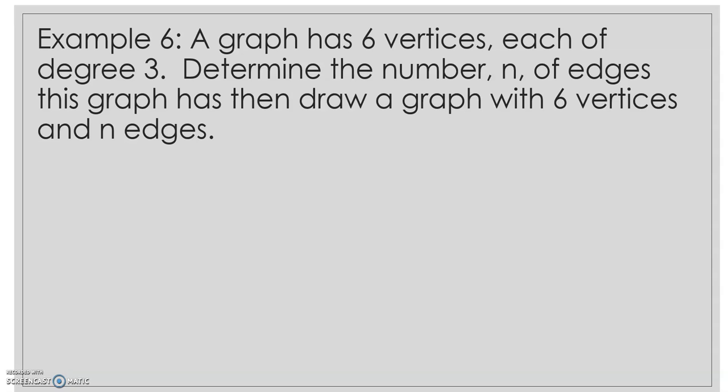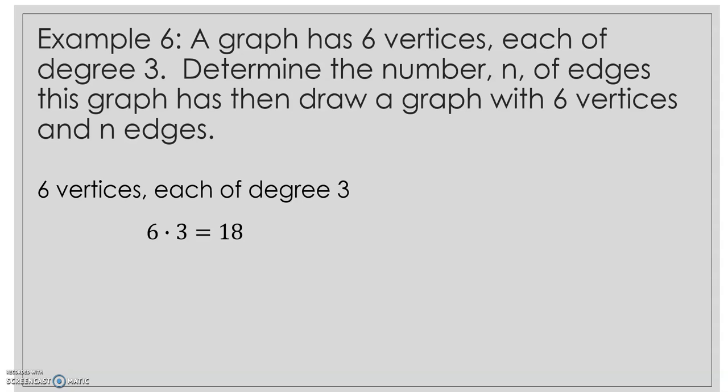Example 6. A graph has 6 vertices, each of degree 3. Determine the number n of edges this graph has. Then draw a graph with 6 vertices and n edges. There are 6 vertices, each of degree 3. 6 times 3 is 18. 18 divided by 2 is 9. So there are 9 edges.